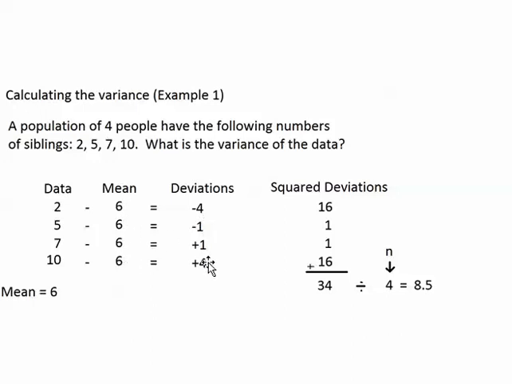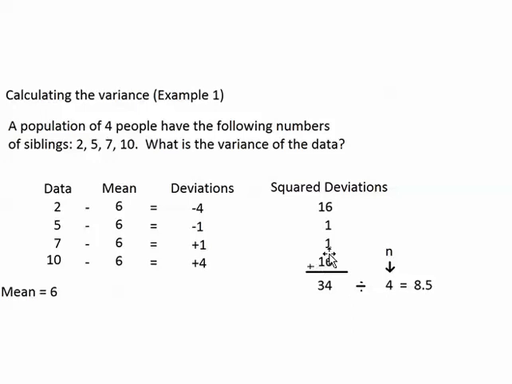Next, we square each deviation. In other words, we multiply each deviation by itself. -4 times -4 is 16, because when you multiply a negative by a negative, it becomes a positive. -1 times -1 is 1. Once again, the negative signs cancel out. 1 times 1 is 1, and 4 times 4 is 16.